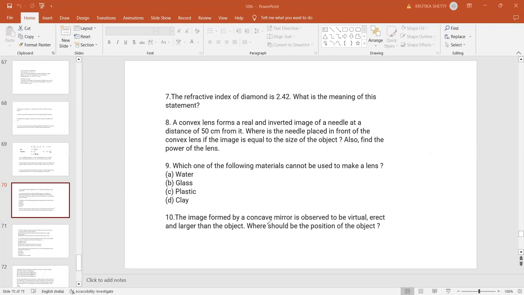The image formed by a concave mirror is observed to be virtual, erect, and larger than the object. Where should be the position of the object?